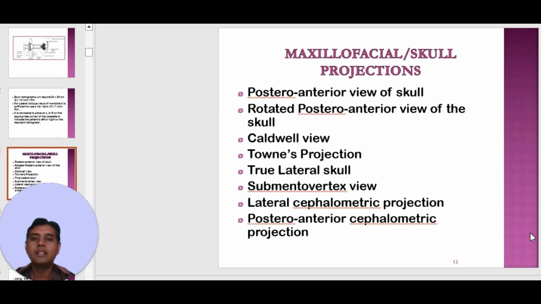Maxillofacial skull projections comprise the posterior anterior view of the skull, rotated posterior anterior view of the skull, Caldwell view, Towne's projection, true lateral projection, submentovertex projection, lateral cephalometric projection and posterior anterior cephalometric projection.